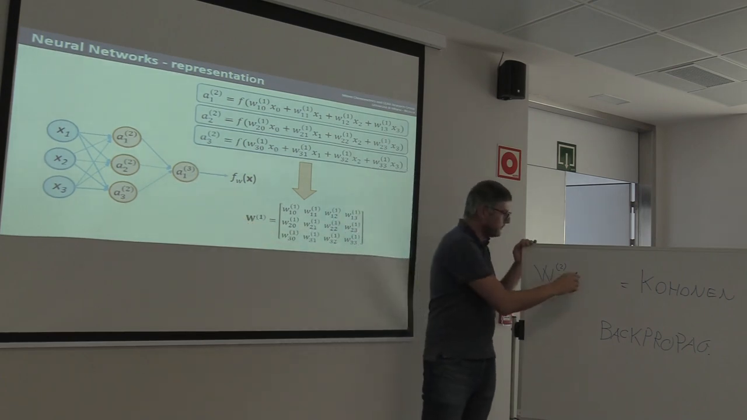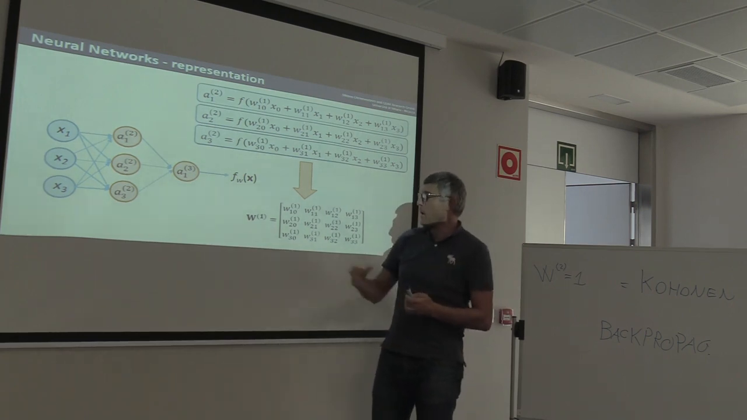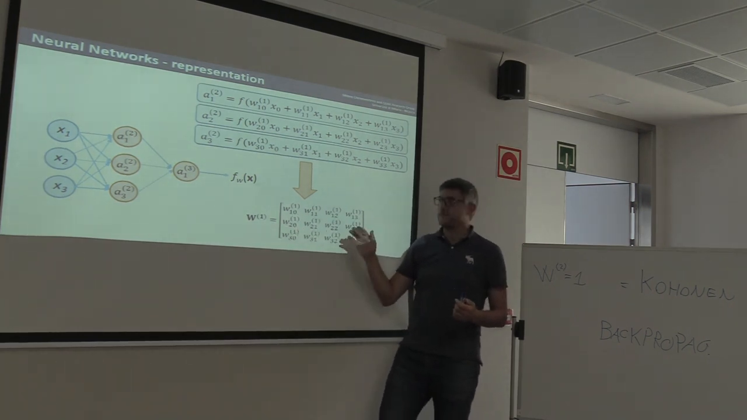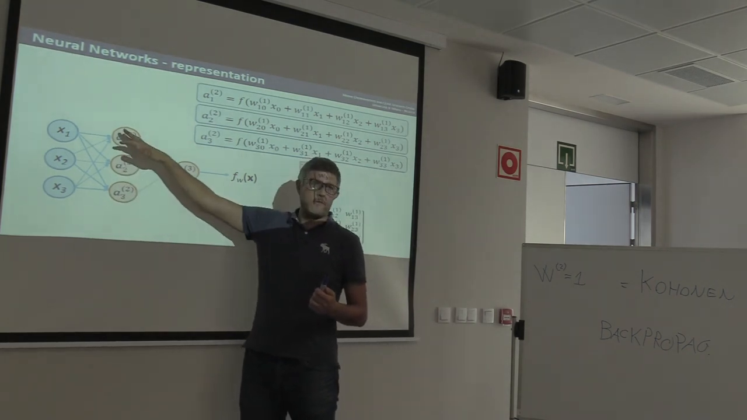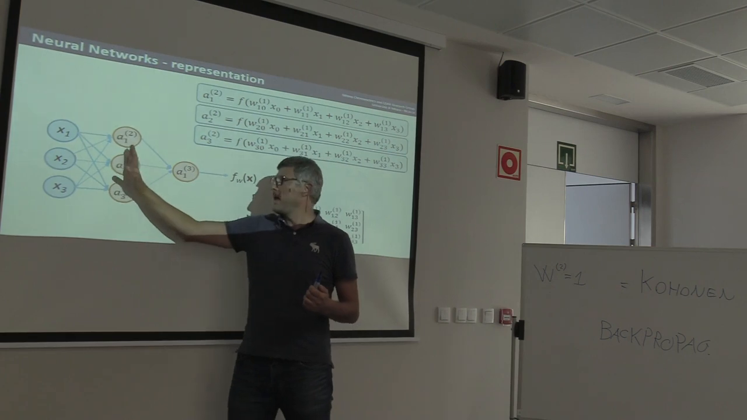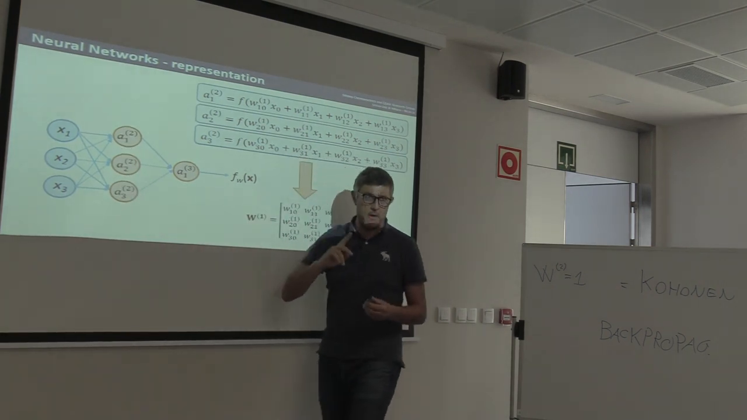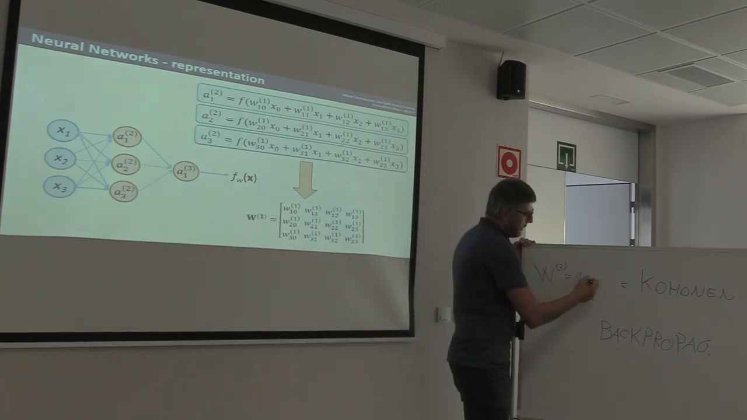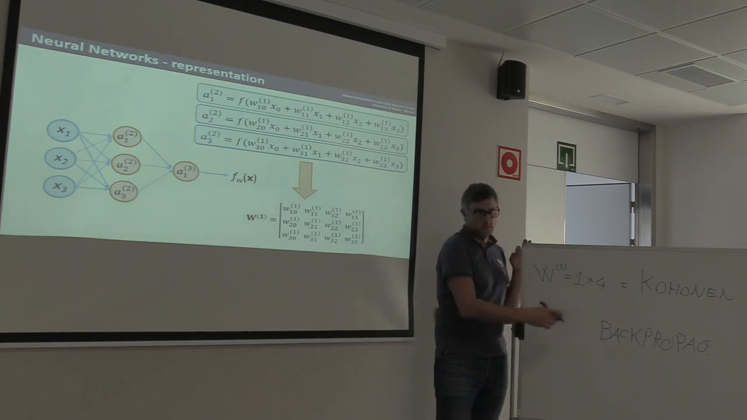And the number of columns is equal to the number of units, neurons here, in the layer that sends the information plus 1, because you have the bias. So it's not a matrix actually, it's a vector with dimension 1 times 4.